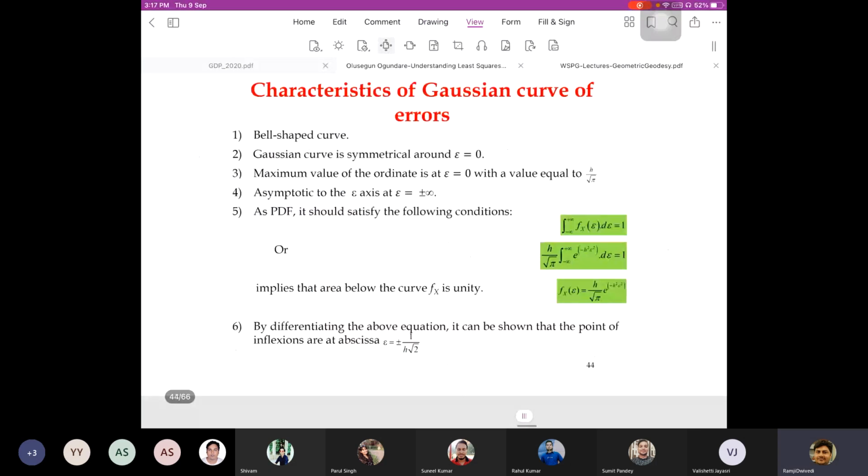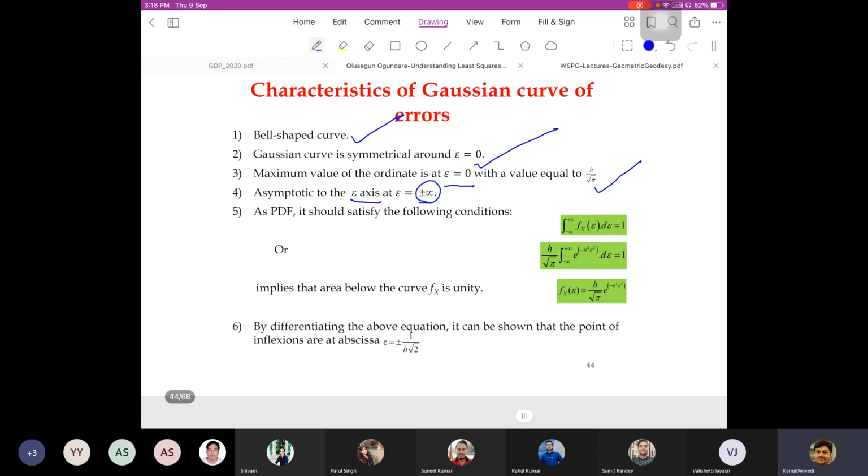So characteristic of a Gaussian curve of errors. This is all we have discussed. They have to follow all those basics which we have discussed before. One is the bell-shaped curve, symmetric about e equal to 0, maximum value of ordinate at e equal to 0 with value equal to h by root pi, asymptotic to the e axis at plus minus infinity.